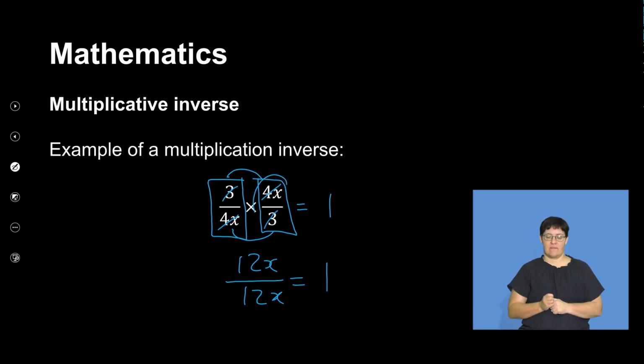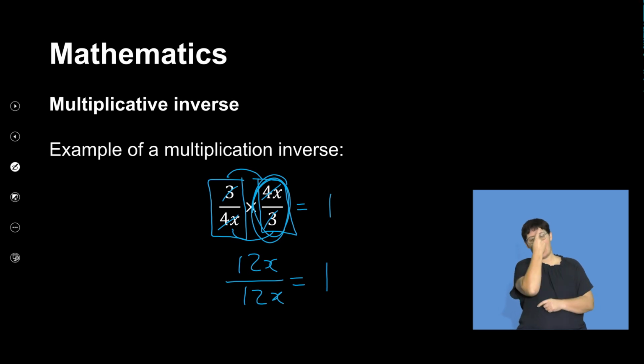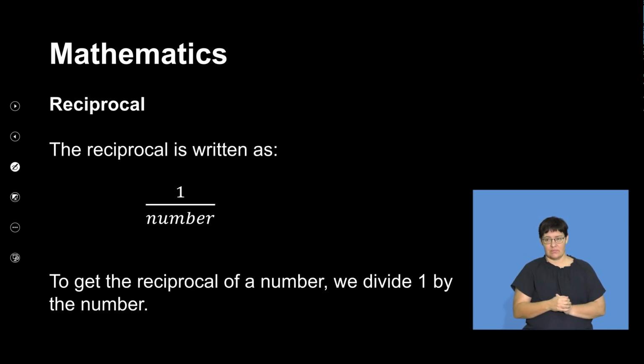And I will give this multiplicative inverse of mine a name at a later stage, just so that when we are saying these words, you're familiar with the concepts that you are going to use. And the name that I'm talking about is what we call a reciprocal. So the reciprocal will always be written as 1 over the number. So to get a reciprocal of a number, we divide 1 by that number.